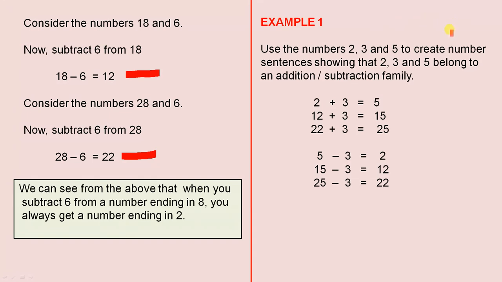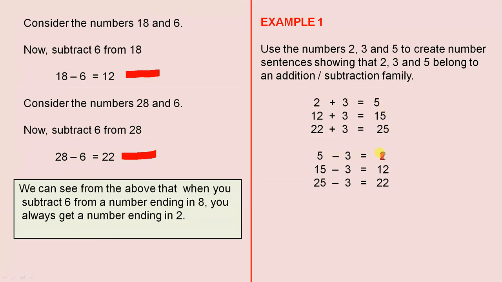Use the numbers 2, 3 and 5 to create number sentences showing that 2, 3 and 5 belong to an addition-subtraction family. Okay, 2 plus 3 equals 5, 12 plus 3 equals 15, 22 plus 3 equals 25. So if you add 3 to any number ending in 2, the answer always ends in 5.